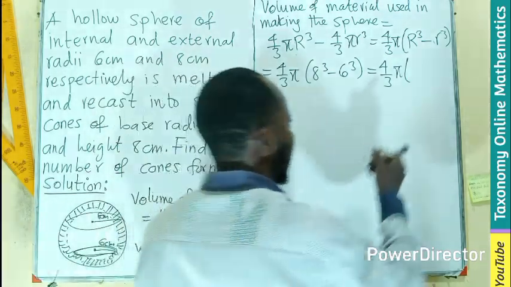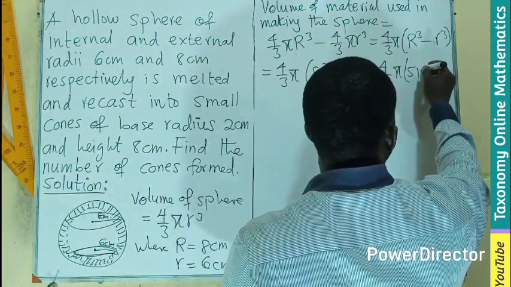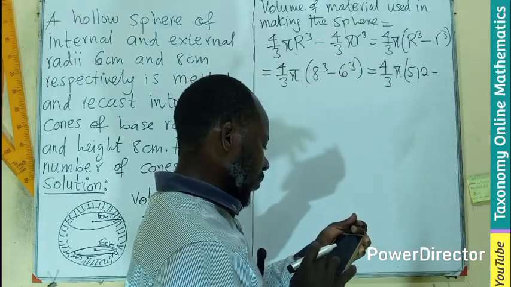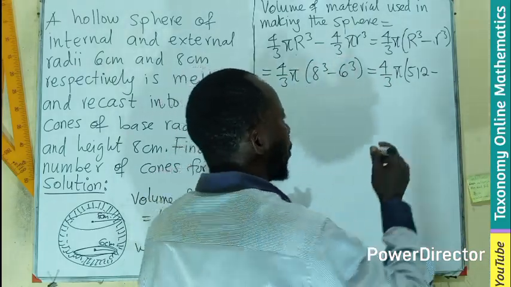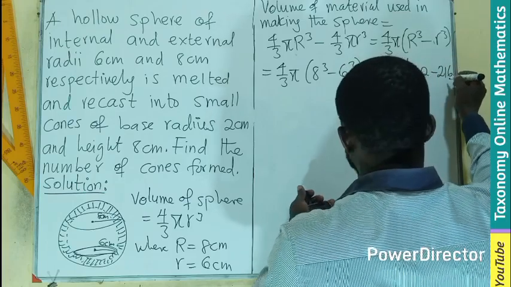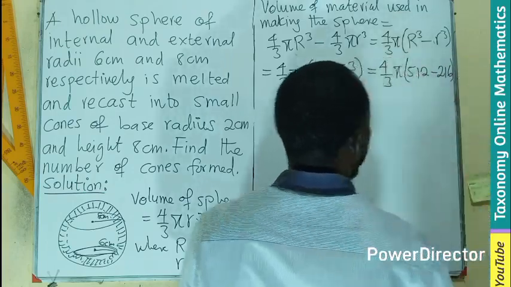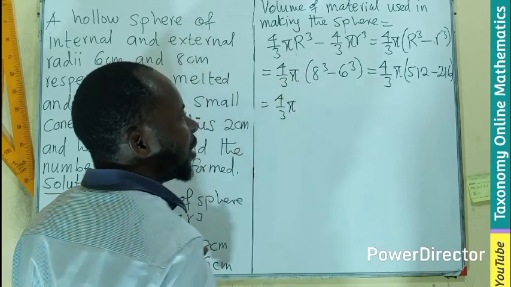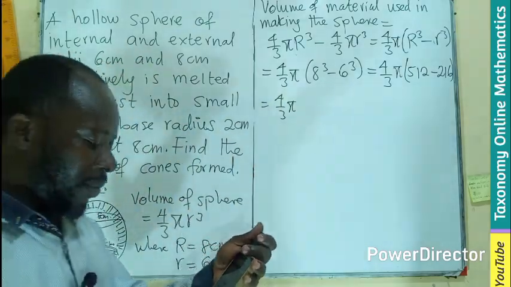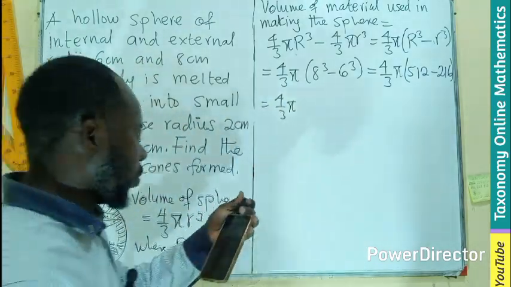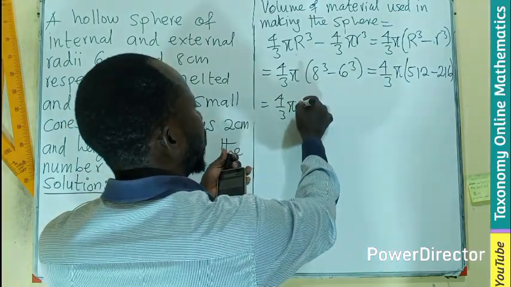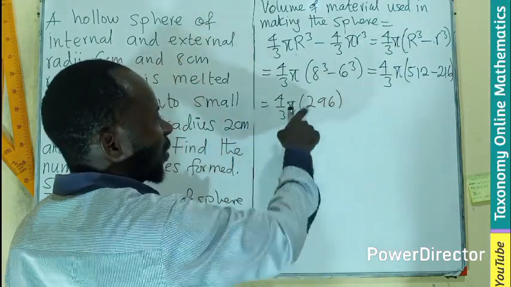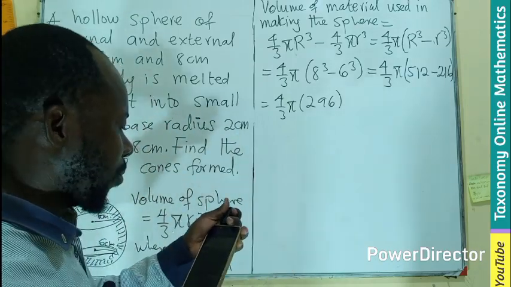That will be giving us 512, then 6 to the power 3 will be 216, and fast forward, 4 on 3 pi. If you perform that subtraction, we should be having 296. Don't forget, the top can multiply.